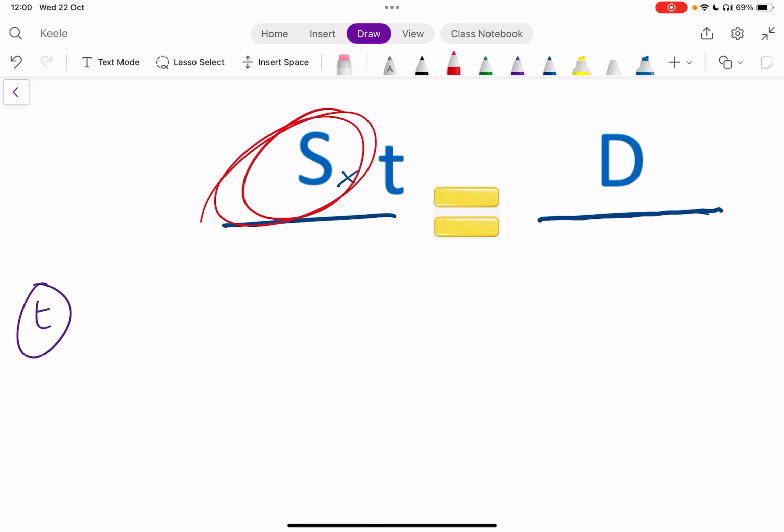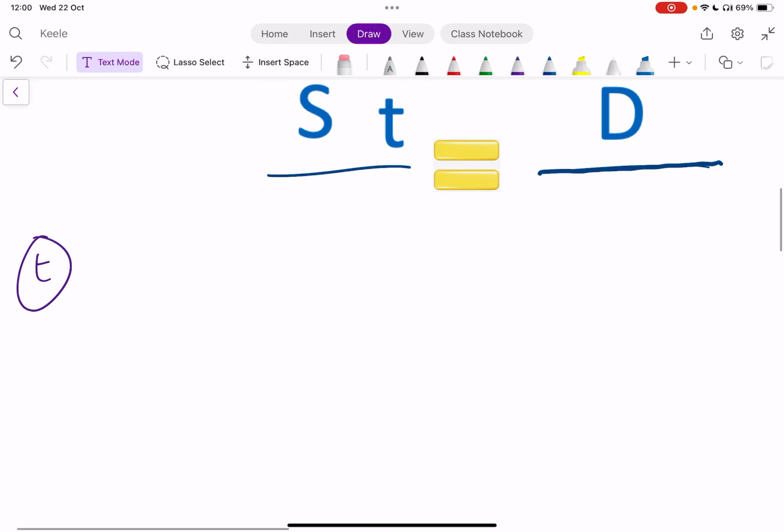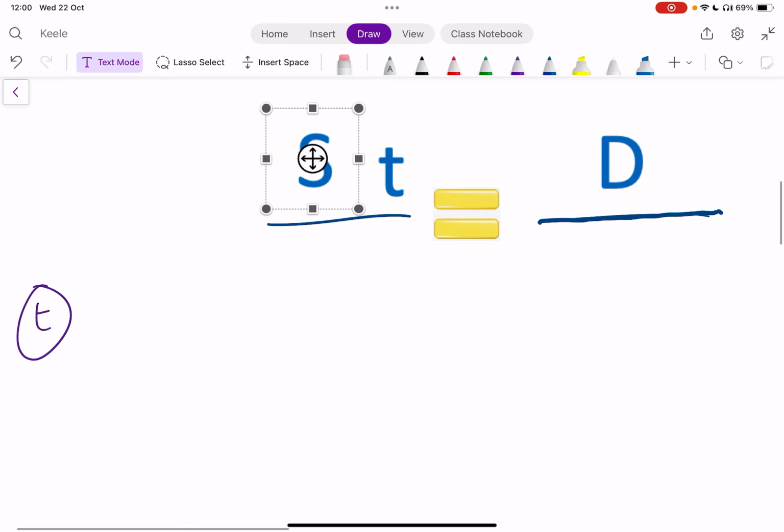I need to move the speed out of the way. So nice and easy, we just pick up the speed. Remember that that's speed times time. So if we want to do the opposite to get rid of this, move it across the equal sign, it has to become the opposite.